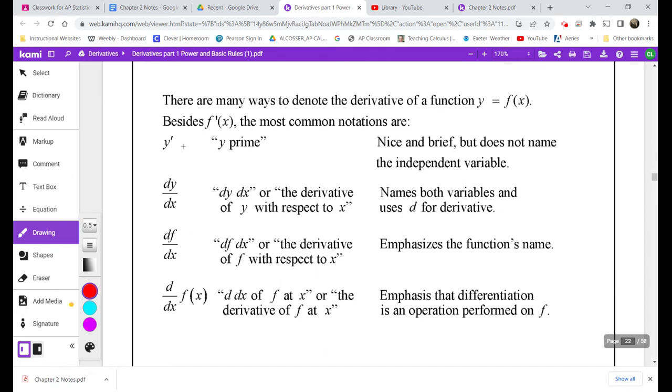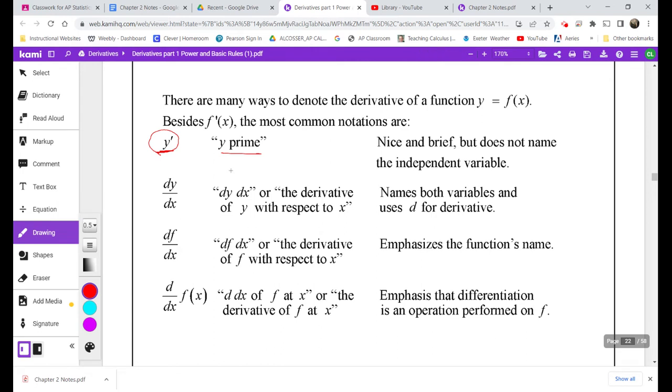So here's y prime. That's this piece right here. Y prime, it's quick, it's easy, but it only names y, because there could be dt, there could be t, it could be t prime. So it doesn't name the independent variable.